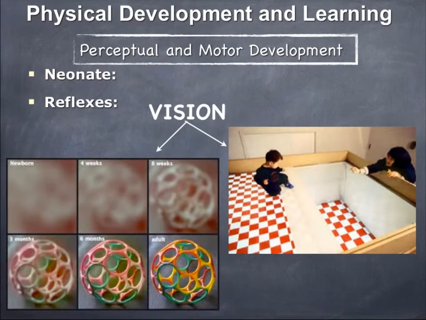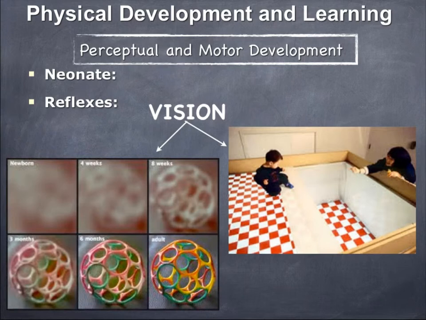Now, if we move forward into perceptual and motor development, we can start with the neonate, which is a newborn up to about 1 month. Within the neonates, there are reflexes, or inborn unlearned responses. Vision is about 20/600 at birth, and 20/20 is reached at about 2 years. You see the image on the bottom left-hand corner there, showing how that develops over time.